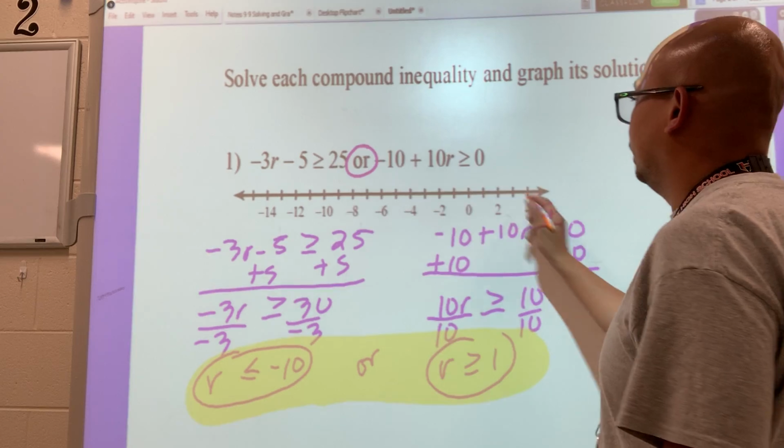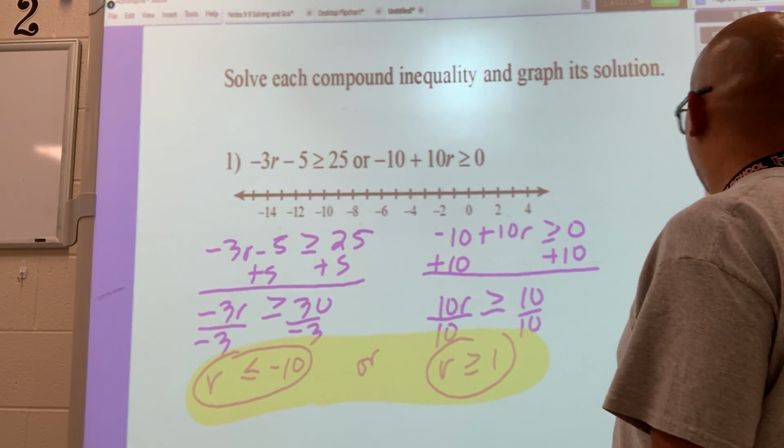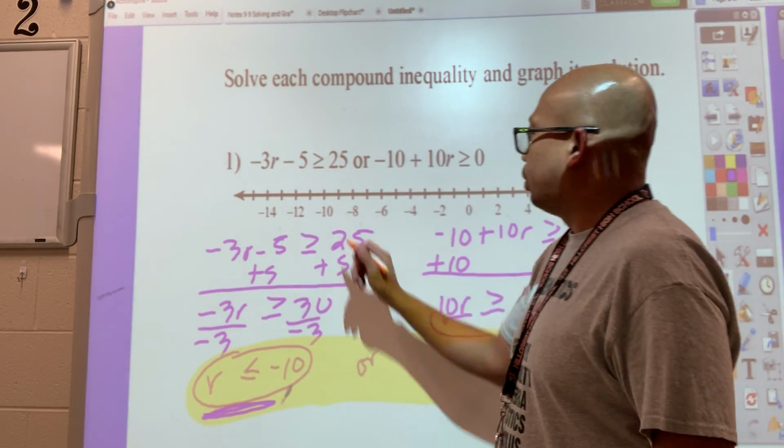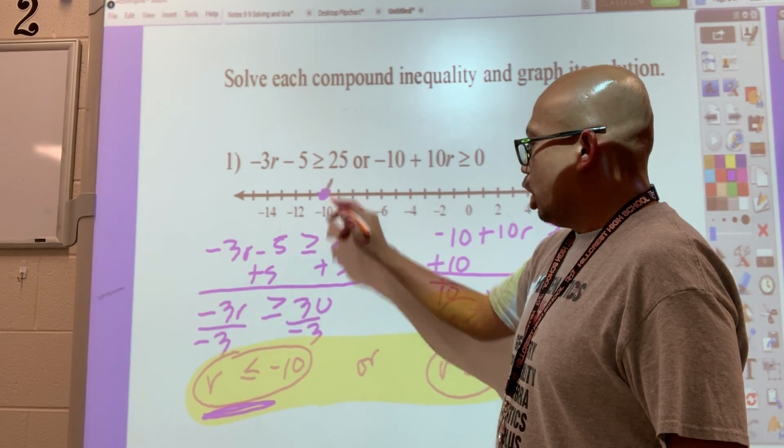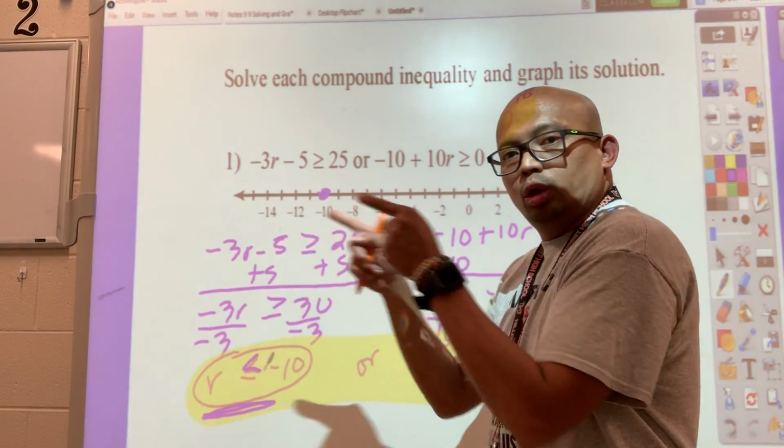But how do we graph it? Where is this going? From the negative 10, it's shaded. Where is this pointing? To the left.